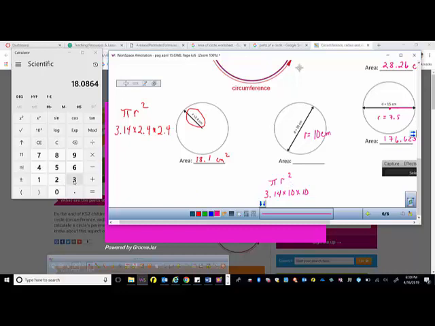Go to my calculator, 3.14 times 10 times 10, I get 314 centimeters squared. All right, so now go back to the assignment and answer the questions about circles.